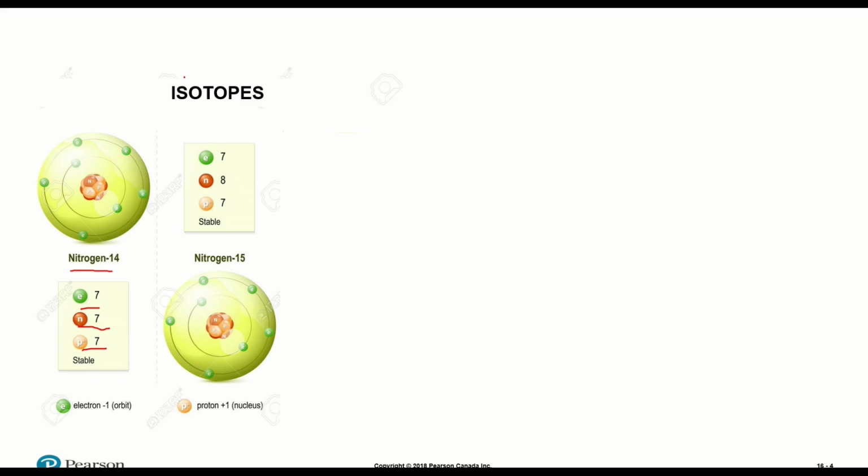And sometimes you can get isotopes. An isotope of nitrogen is, instead of being nitrogen 14 that has a mass of 14, here you have a nitrogen of 15. Why? Because you have an extra neutron. So it's a little bit heavier. Instead of having 7 neutrons, you will have 8 neutrons. So instead of being nitrogen 14, it will be nitrogen 15 because it has an extra neutron.